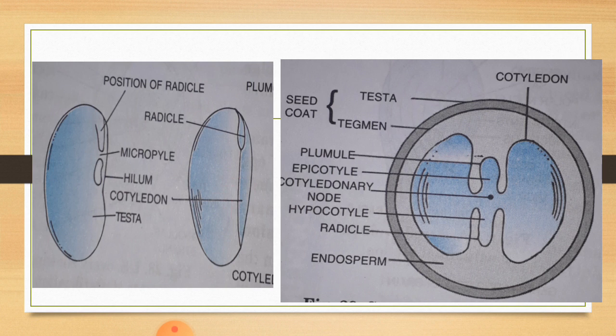Cotyledons are also known as seed leaves. The place of attachment of the cotyledons on the embryo axis is called the cotyledonary node. This is where these two cotyledons are attached.